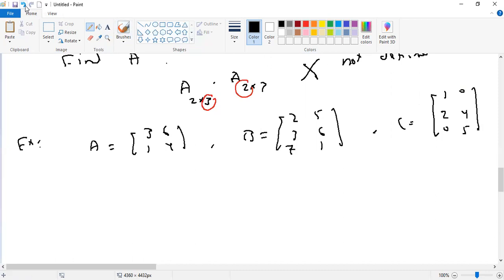Okay, let me change this one. I want to change this one too. Okay, another matrix. I want to make it 2 by 3. Actually, I want to multiply by a 3 by 2 matrix. Okay, this is 3 by 2. And this one I want to write as 2 by 3. Okay, let's erase this one.